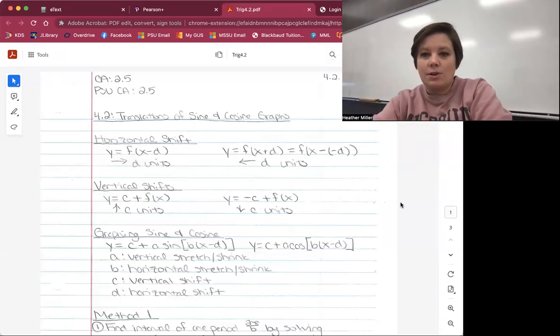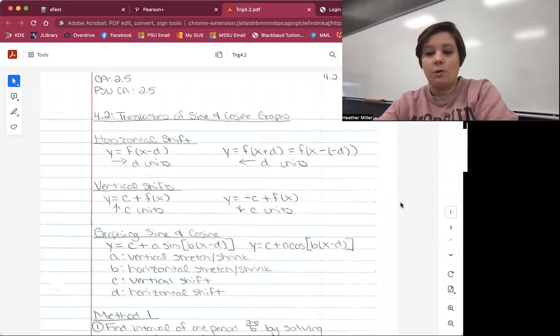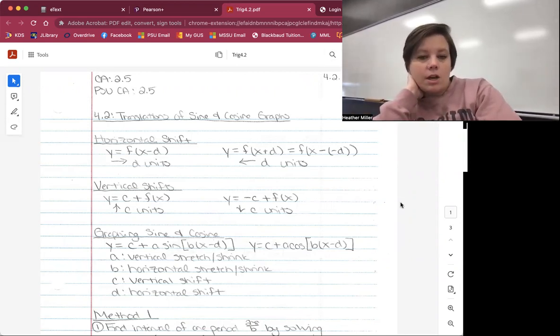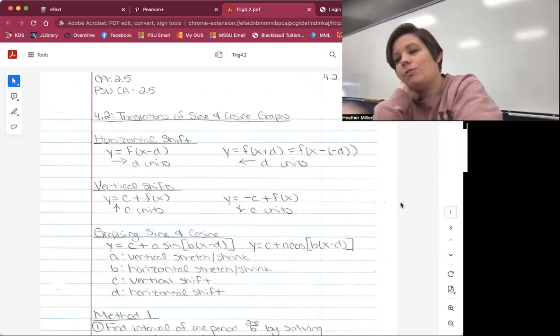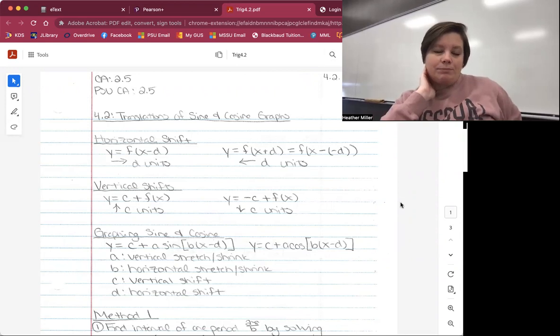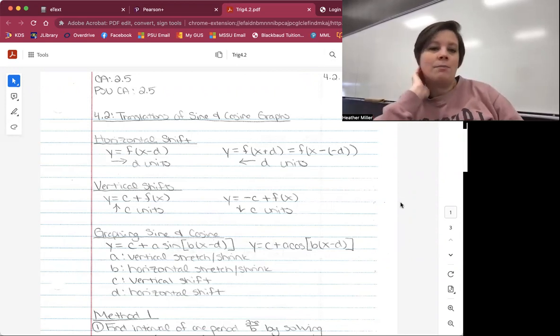Hey guys, so today we're going to talk about 4.2, which is translations of the sine and cosine graphs. And I'm screen sharing with you the notes because I'm going to reference them a lot. And I'll probably leave up the front page after we get through the first two examples, because the first two are pretty basic. But as they get a little bit more complicated, I might try to leave the steps up if I can.